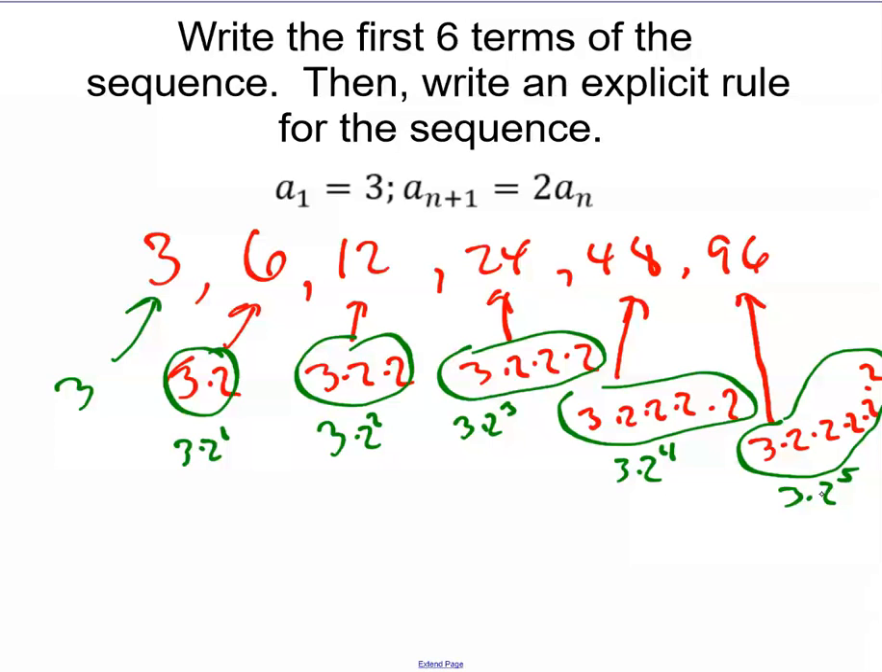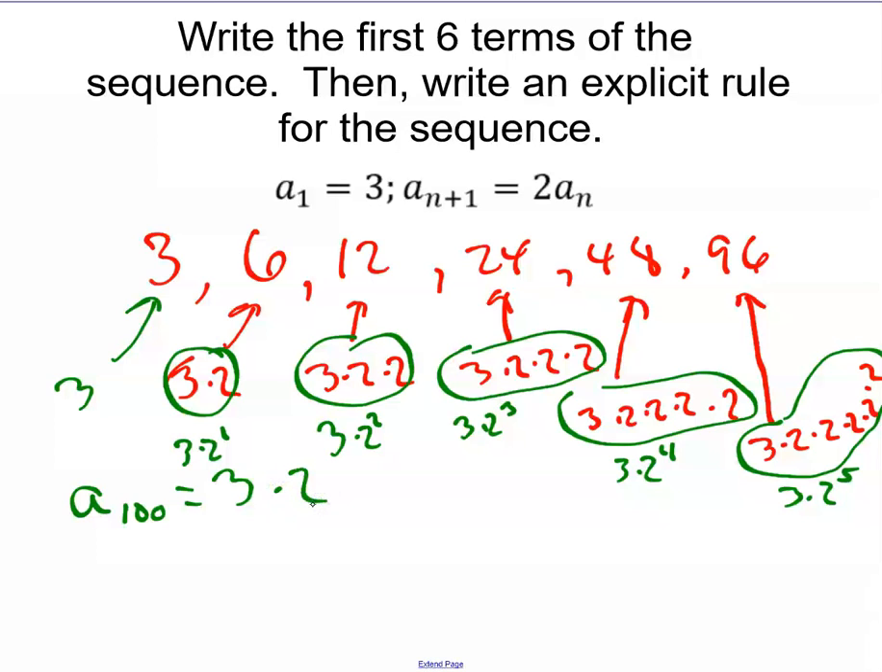So then to try and come up with the explicit rule, we need to ask ourselves, how would we find, for example, the 100th term? When we're looking at this pattern, the first term was just 3, the second term was 3 times 2 to the first power, then it was 3 times 2 to the second. The 100th term, and you can pick any term, I'm just using 100 as an example. So the 100th term, hopefully if you can recognize this pattern, there's going to be a 3, we can see every single one of our terms has 3, and then it's going to be times by 2 a certain amount of times.